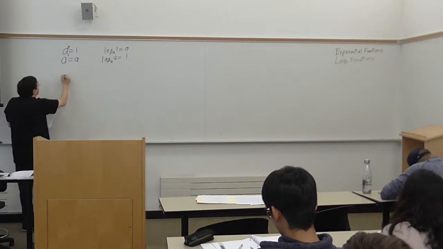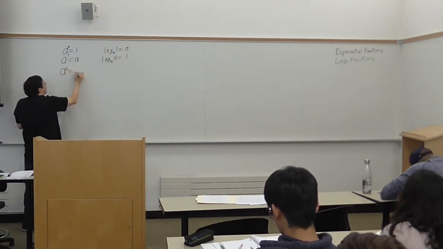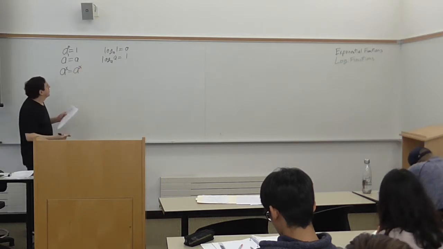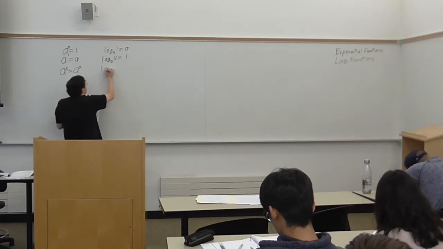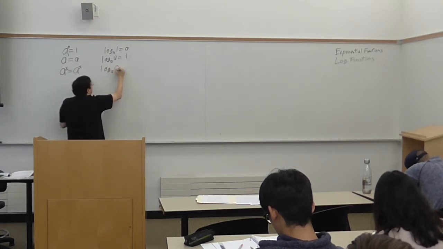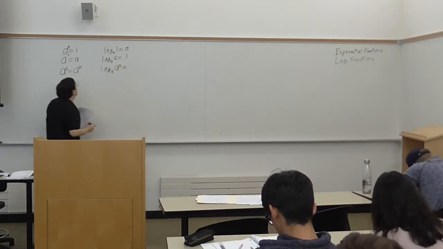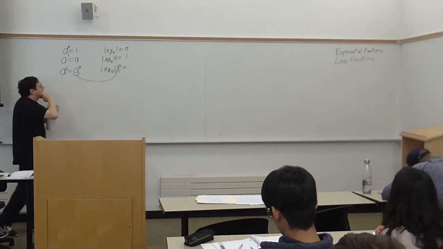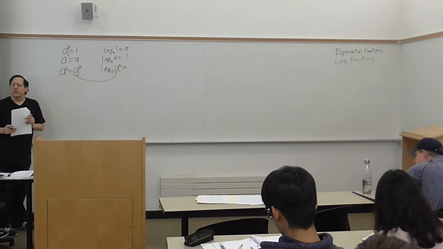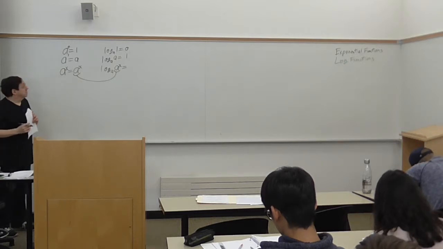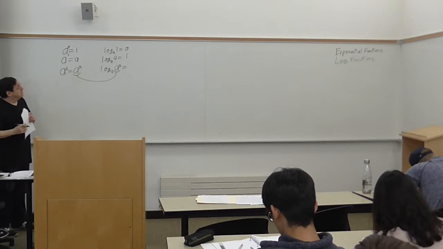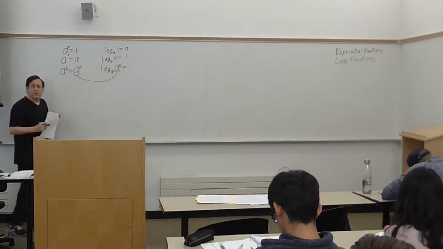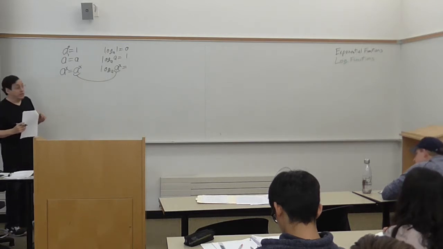Well, one step further, a to the x is just a to the x. That's kind of simplistic. But if I look at the log to the base a of a to the x, what's that going to be? Log to the base a of a to the x. It's x. It's just x.